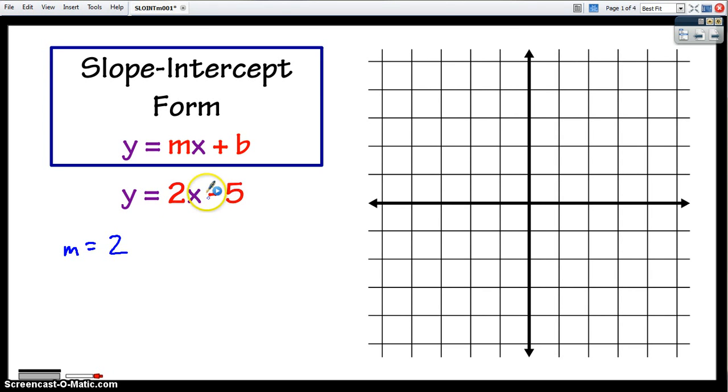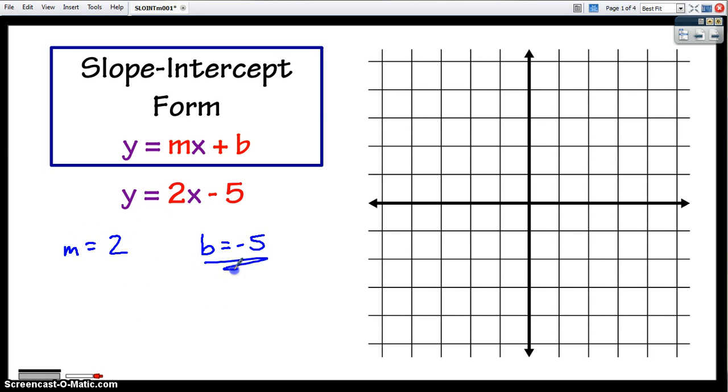Now be sure to include it. When it's subtraction, think of this like a negative 5. And so our y-intercept is negative 5. And the reason why, like I said, it's a shortcut is because this is all we need to graph it. I don't have to do a table. I don't have to have a bunch of data to graph it. I can just use this information.